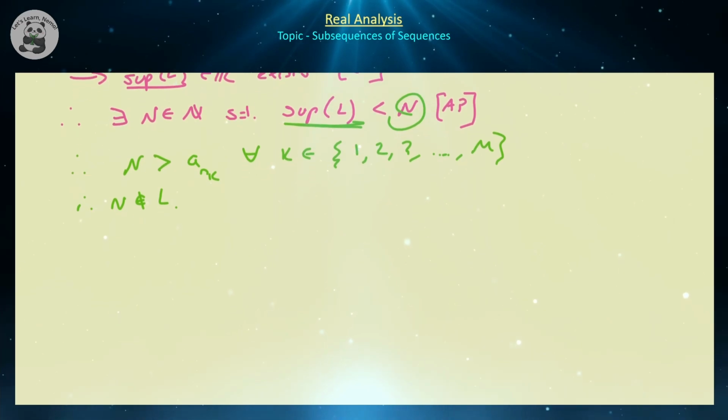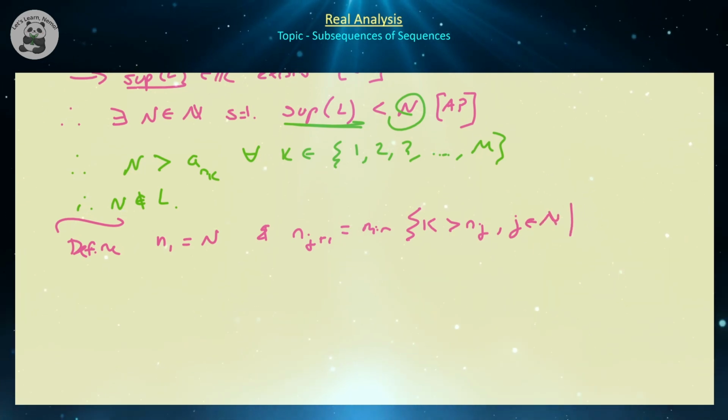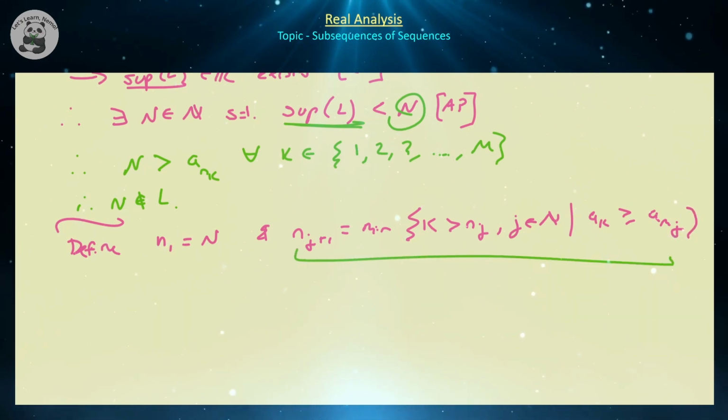So if that is the case, what can we do with it? Now we're going to build our sequence. We're going to define n_1 to be equal to capital M, and we're going to define n_{j+1} to be equal to the minimum of all indices k bigger than n_j, where j is an element of the set of natural numbers, such that a_k is greater than a_{n_j}. So what exactly is this set? Let's take a moment and look at it.